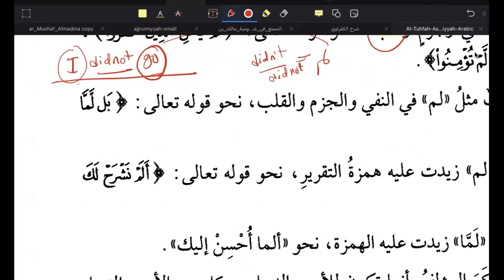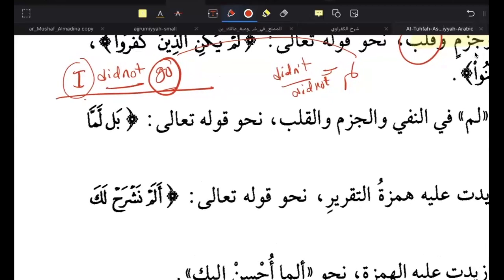So how do you say this one in Arabic? You will say lam adhab. Okay, lam adhab. So we have this lam, and look at the verb that we're using. This is a present tense verb. But what's happening, the meaning that we get is the past tense.